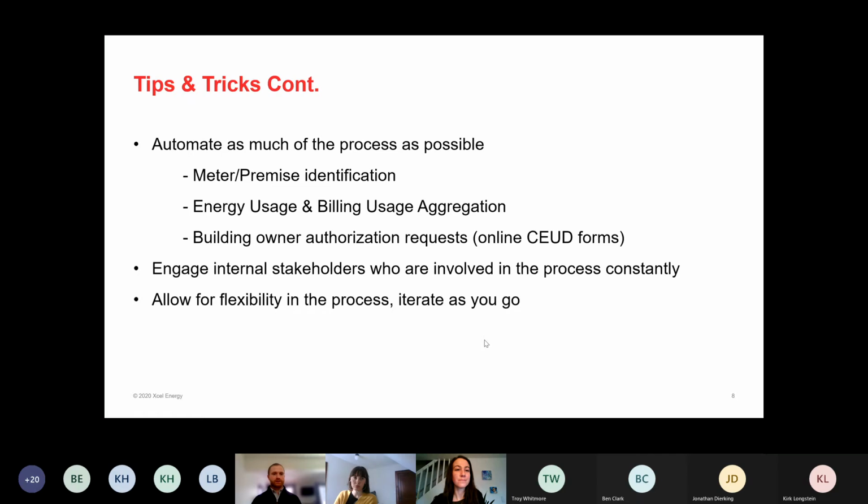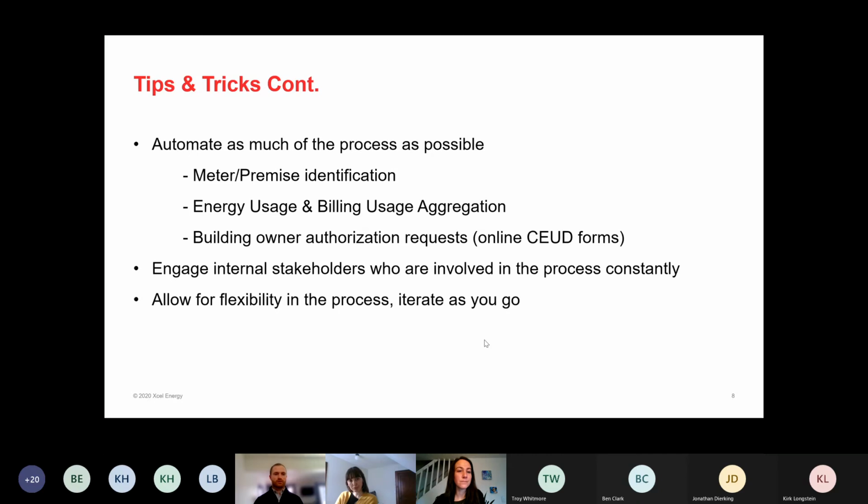Continuing with the tips and tricks, I would definitely recommend automating as much of that process as possible. The meter and premise identification, however you decide to go about that process, whether meters or premises work best based off your specific systems at your utility, and the energy usage and billing usage aggregation off of that first point.